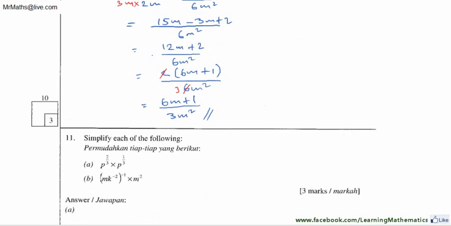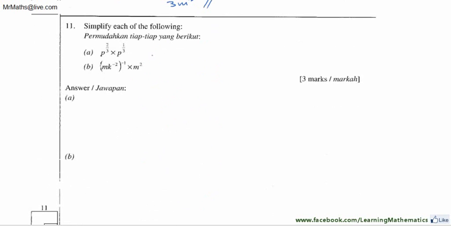Next question, number 11. Simplify each of the following. Let's do A. P raised to the power 2 over 3 multiply with P raised to the power 1 over 3. This is actually P raised to the power 2 over 3 plus 1 over 3. And 2 over 3 plus 1 over 3 is equal to 1. So that is actually equal to P. Alright, B.